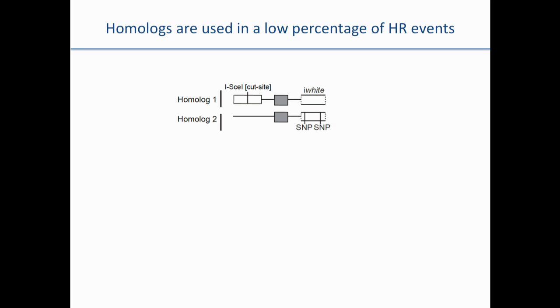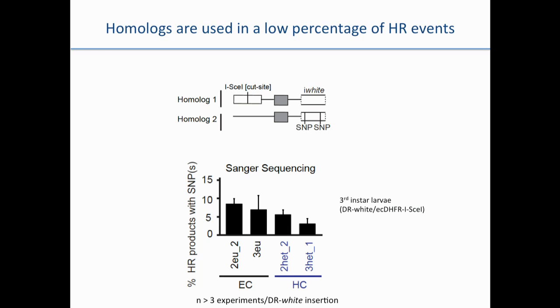So we actually wanted to quantify the use of the homolog. For that, we have the DR-white system on one homolog, the one that I explained before. And on the other homolog, we only have the iwhite gene, so the downstream repair template. And then we put two single nucleotide polymorphisms around the repair site. So in the case of repair with the homolog, we will be able to see the SNPs coming up. So that's what we quantified here.